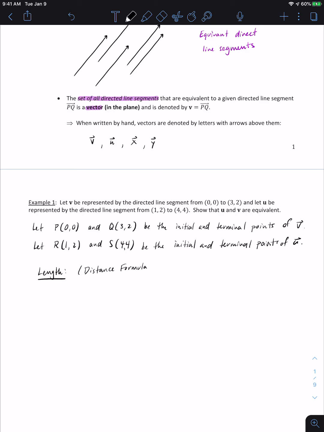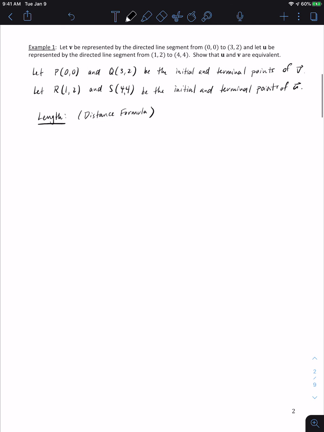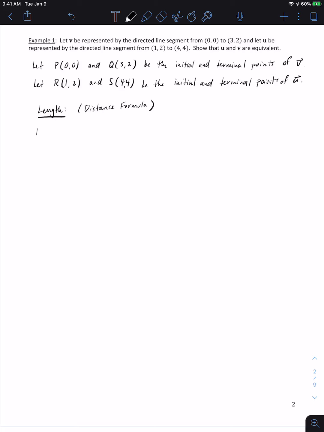Right? Because that would be giving me the distance between two points, which is the length of the vector U. So here, if I want to find, again, we use this notation, double bar U, that's just going to be the distance formula between P and Q. So I do x2 minus x1, so 3 minus 0 squared, plus y2, which is 2, minus y1, which is 0, underneath the square root. And so I end up getting 9 plus 4, which is the square root of 13.